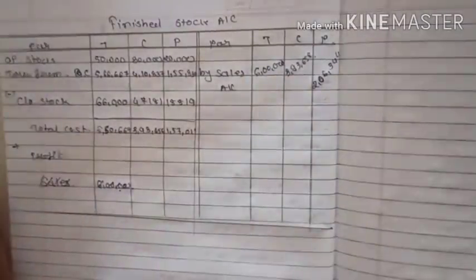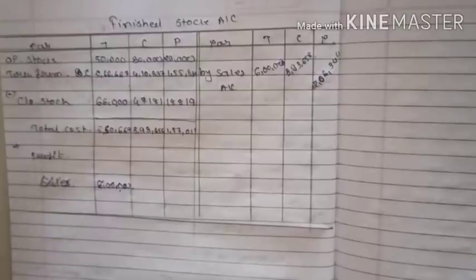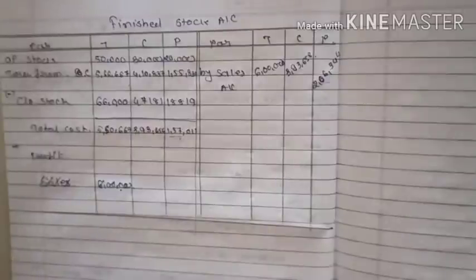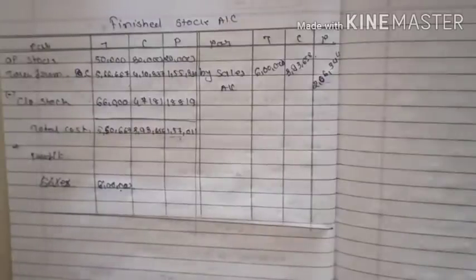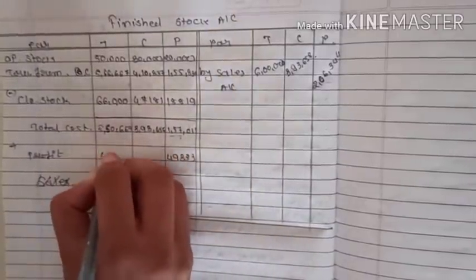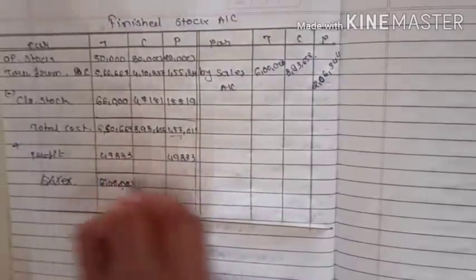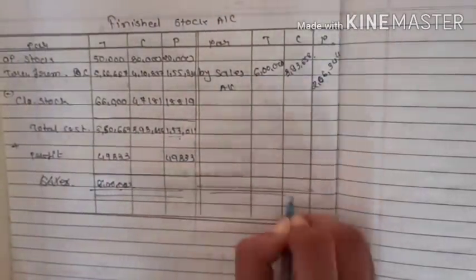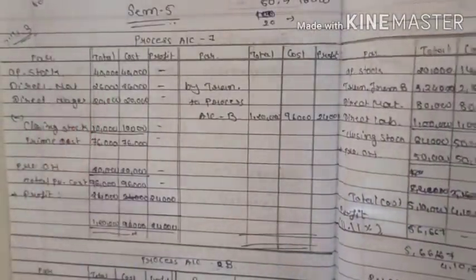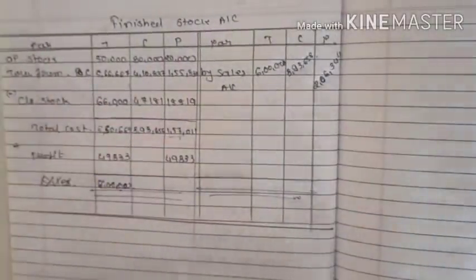So profit is 2,06,344 and the actual calculation of the profit is minus 1,57,011. The profit will be 49,333. Account closed. So we have made process accounts A, B, C and the finished stock account. Now we have to make the actual realized profit and stock valuation.